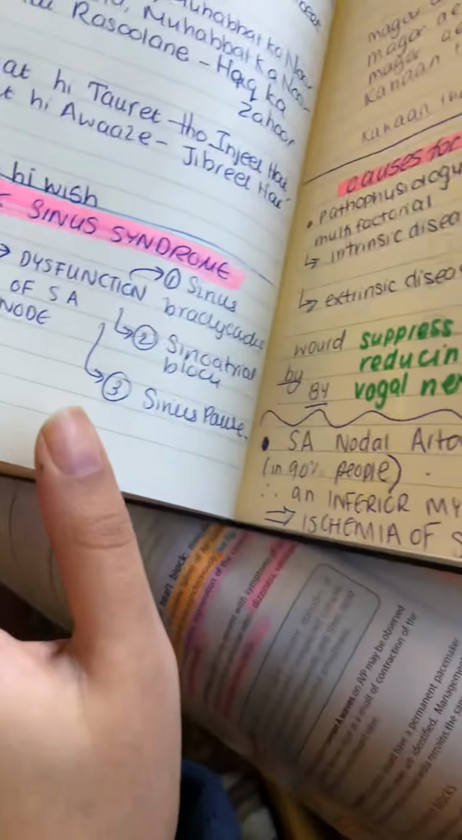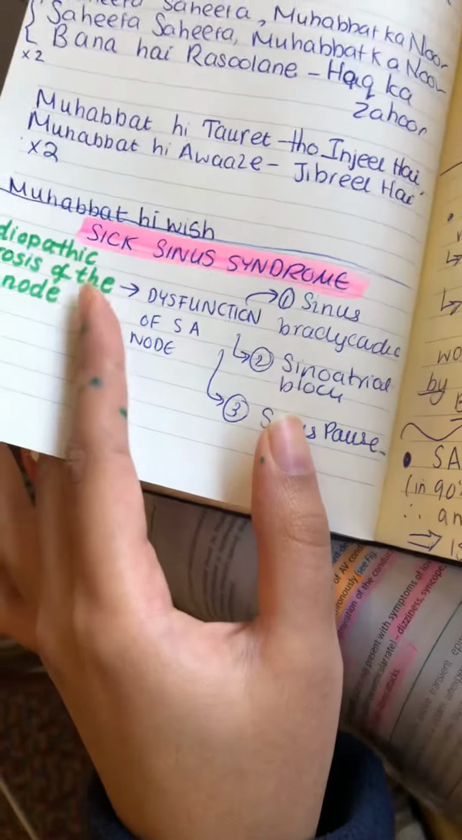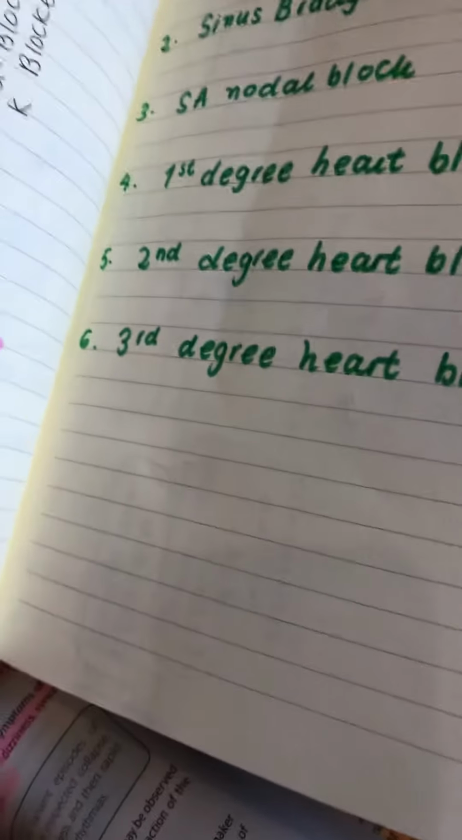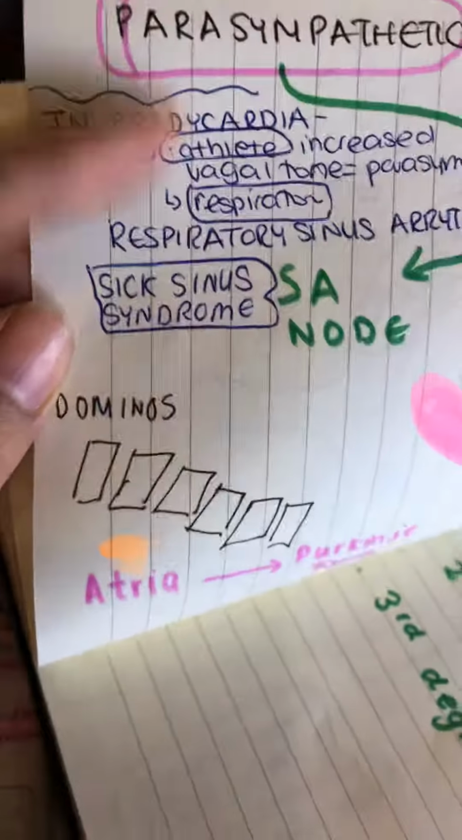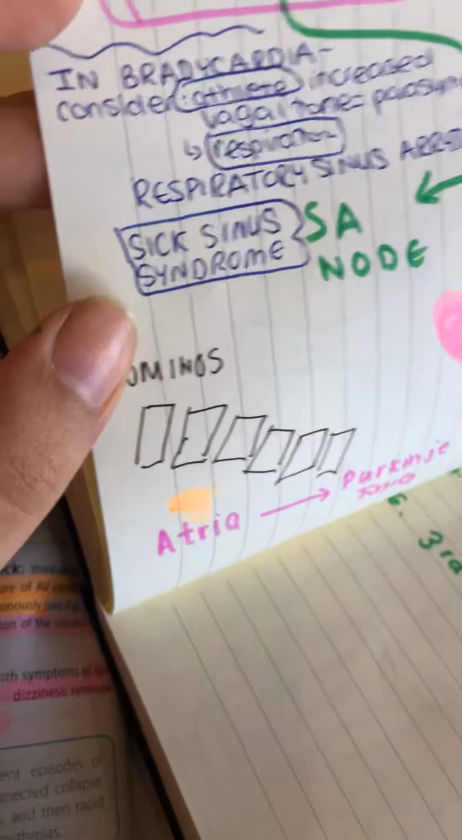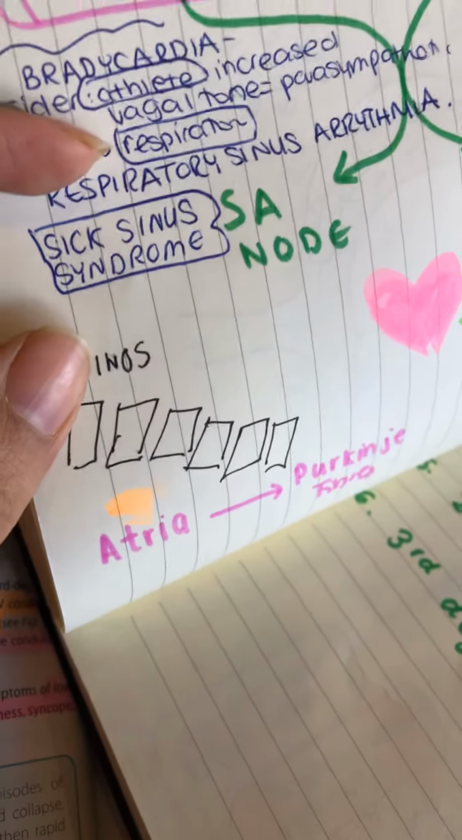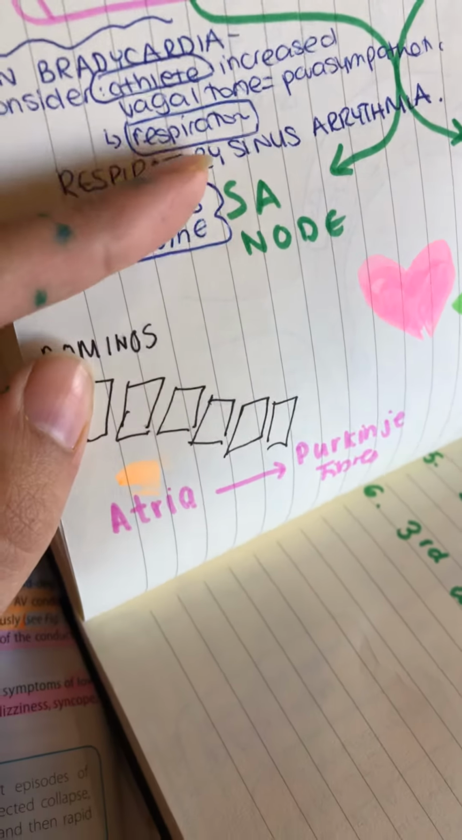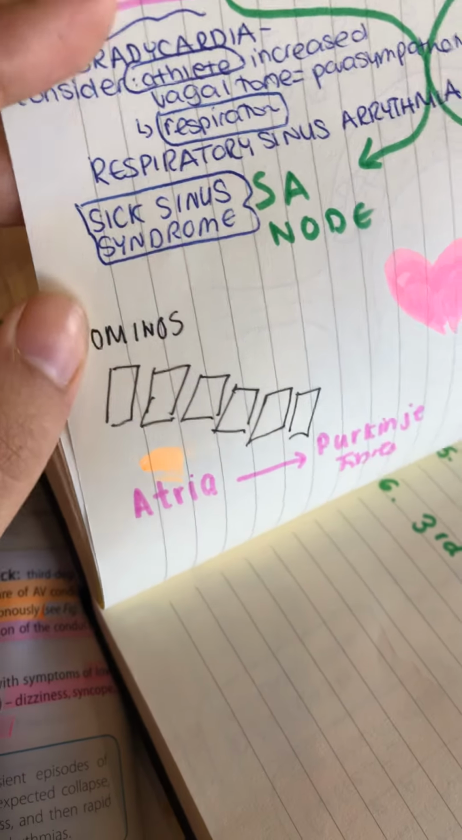Sick sinus syndrome is idiopathic fibrosis of the SA node, which will cause dysfunction. And I believe that might be it. Oh yeah, you have to consider that athletes have a physiological bradycardia because they have increased vagal tone. And you have respiratory sinus arrhythmia, which a lot of people have during respiration.